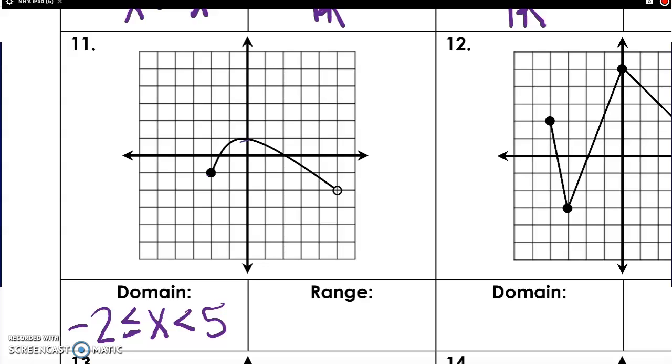Your range, let's start with the lowest you go, which is -2. Since it's open, it's less than y. The highest you go is 1, and it touches the line, so or equal to.